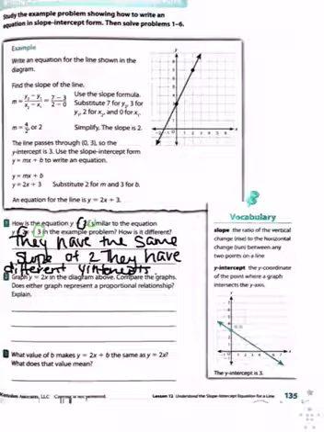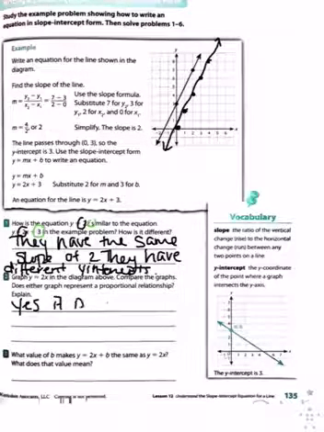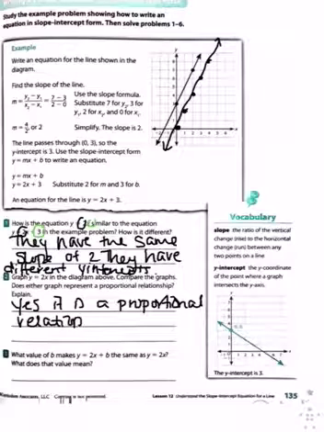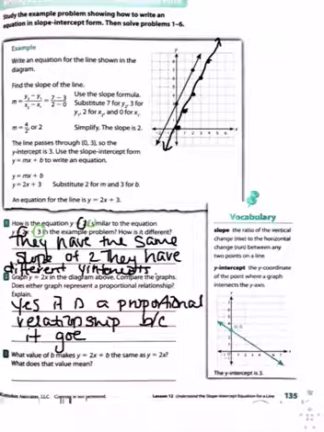Problem number 2. Graph y equals 2x in the diagram above. Compare the graphs. Does either graph represent a proportional relationship? Explain. So my y-intercept would be 0, because I don't have a y-intercept listed there. I would go up 2 and over 1 to show my rise over run. And so yes, it is a proportional relationship, because it goes through the origin.